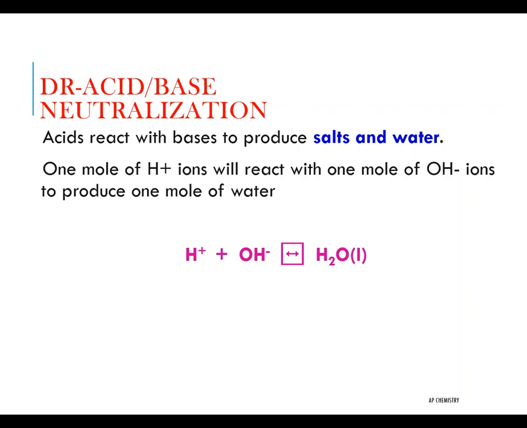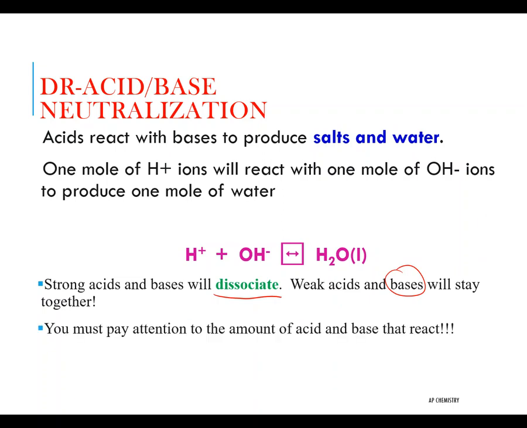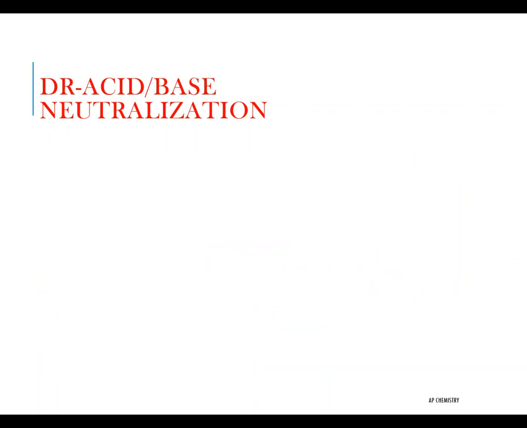All right. H plus OH gives you 1 mole of water. We know that already. Strong acids and strong bases will dissociate. They break apart. Weak acids and weak bases stay together. Now, you don't really have a good idea of what we're talking about here in terms of weak bases, because weak bases are going to be ammonia derivatives, but we'll get to those in Unit 8. The weak acids, though, if they're not on that 7 strong list, keep them together. Must pay attention to the amount of acid and base that are reacting.